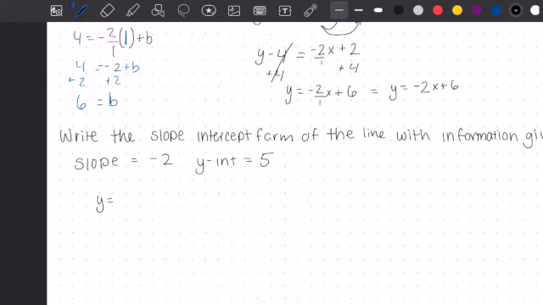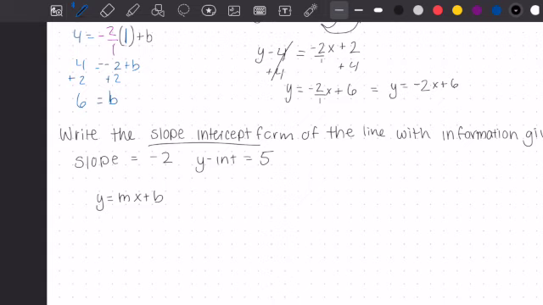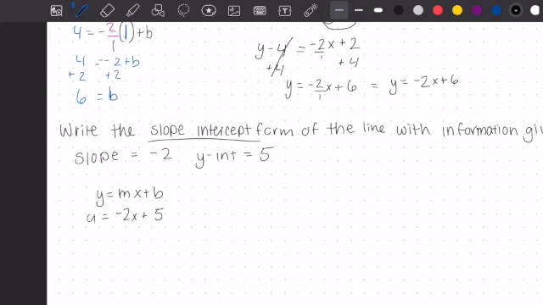So y equals mx plus b. That's my slope-intercept form. So just make sure you're using the right one for the question that's being asked. And my slope gets substituted in for m here, and my y-intercept gets subbed in for b. So then I have negative 2x plus 5 equals y. Okay, nice and easy. That's all you're doing for this type of question.